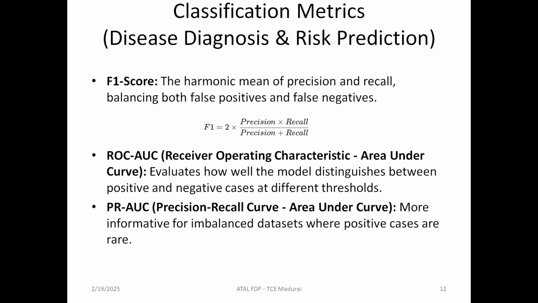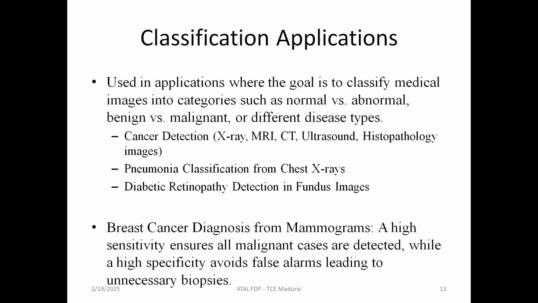So these are all the basic classification metrics. Suppose you're going to do cancer detection with various modalities like X-ray, MRI, CT, ultrasound, then pneumonia classification from chest X-ray images after the COVID pandemic, and diabetic retinopathy detection. For this type of classification, we can apply the above said metrics. Then breast cancer diagnosis. So like this, for this type of classification problem, we can apply these metrics.